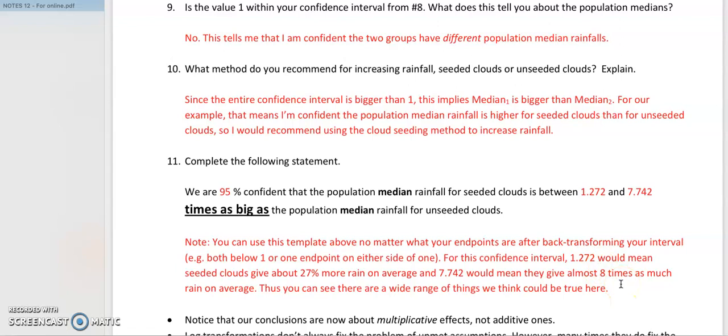So what we can see is there's actually a pretty wide range of things that we think could be true here. We're 95% confident that the seeded clouds are giving us more population median rainfall, but that could go anywhere from about 27% more rain to almost 8 times as much rain.